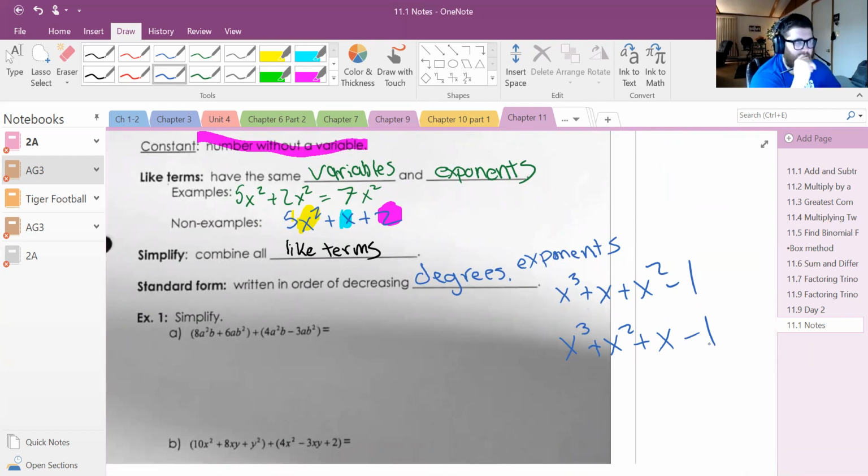Or in alphabetical order. So if we have A and B, when you write the terms, you want A first, B second. If it's A and C, you want A first, C second. Okay, I'll show you in a second.